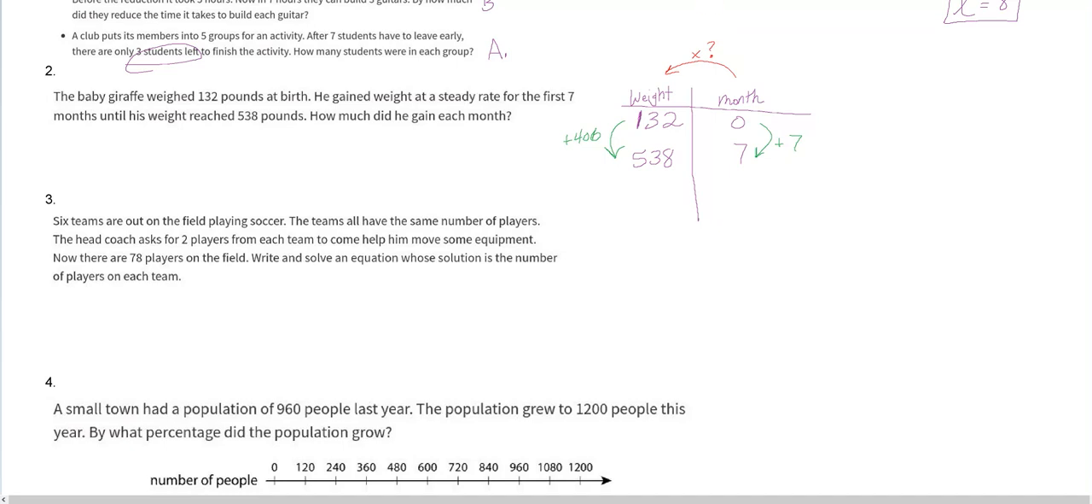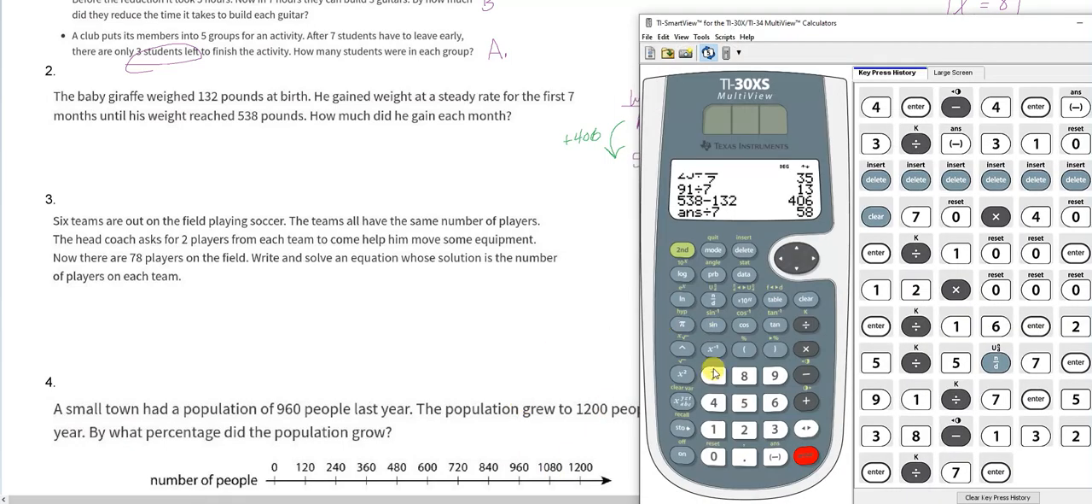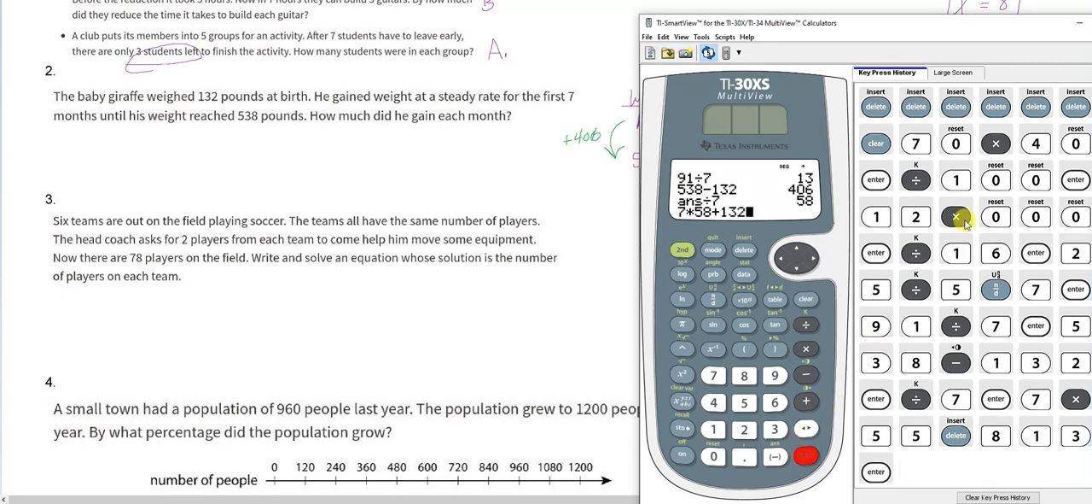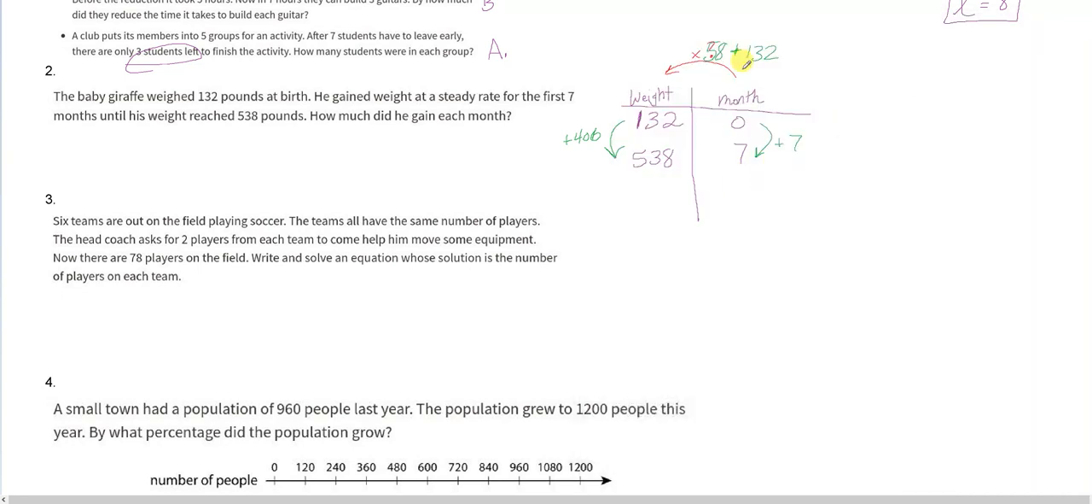But if we multiply 0 times 58, then we'd also have to add 132 to get to the total. So let's see if that works for this one. 7 times 58 plus 132. 7 times 58, plus 132. We're looking for that to equal the weight that it has at 7 months, which is 538. So we got our rule. We multiply by 58. We add 132.